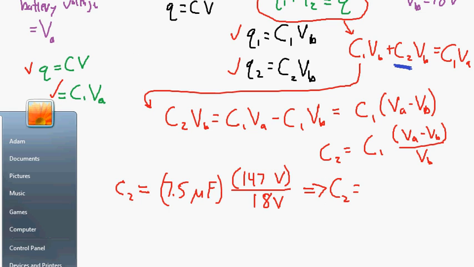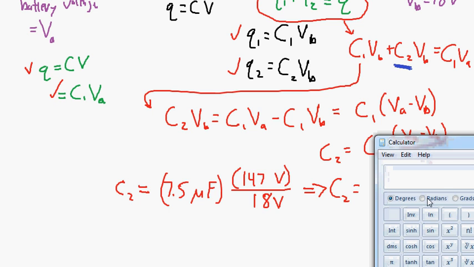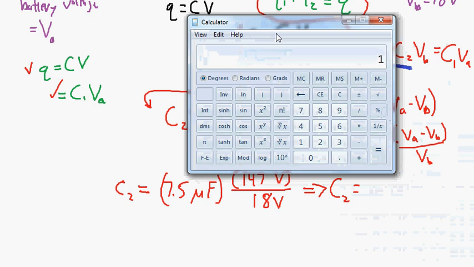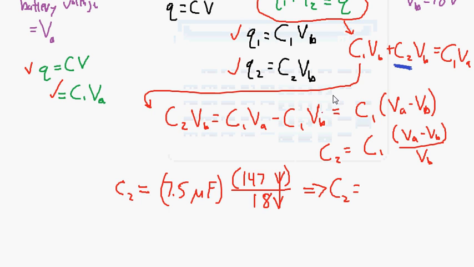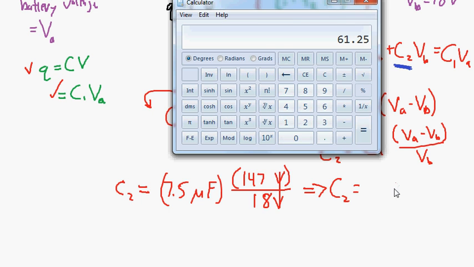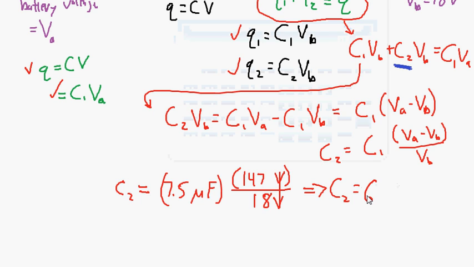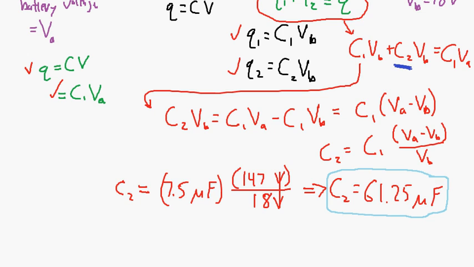That gets us C2 equals, hang on, calculator. I always hate these calculators. 18 times 7.5. Okay, 61.25. You'll notice we had volts over volts here, so we want to look at units to be sure they cancel, and then we just get microfarads. So C2 should be 61.25 microfarads. And I'll circle that in sky blue to show how happy I am about that.